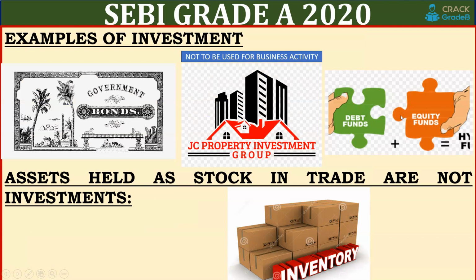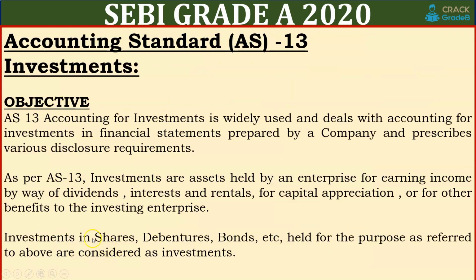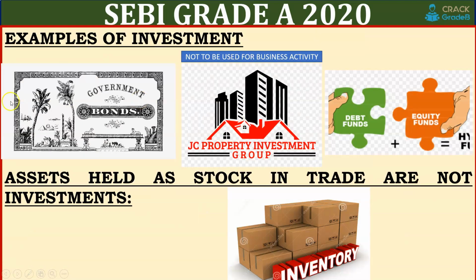Next, we have the examples of investments. Okay, now here in this line, we saw the examples are shares, debentures, bonds, etc. So let us see. Now here we have government bonds. Whenever the government issues bonds, it is also an interest bearing security. That means if you invest money in this type of security, you will get interest for it monthly, quarterly, or annually. And here it is property, and here we have debt funds, that means the debentures, and here we have equity funds, that means the shares.